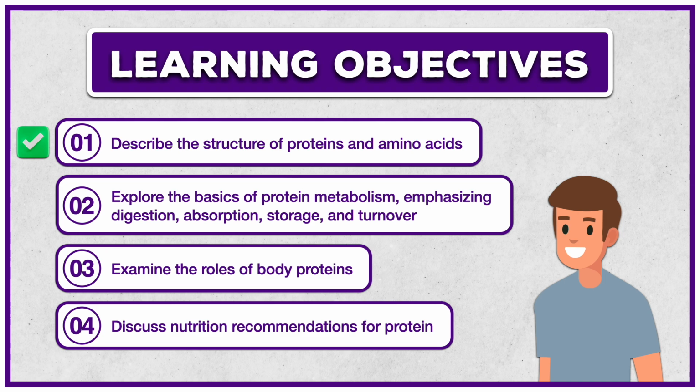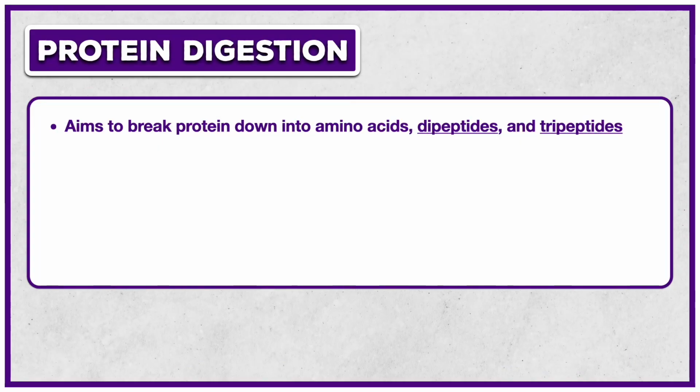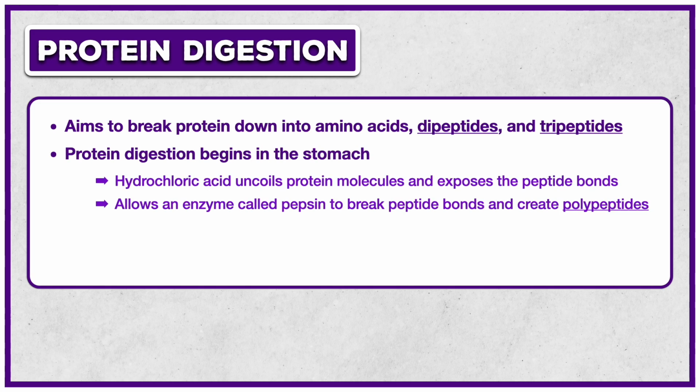Now that we've described the structure of proteins and amino acids, we'll explore the basics of protein metabolism, emphasizing digestion, absorption, storage, and turnover. Protein digestion aims to break protein down into amino acids, dipeptides, and tripeptides. Dipeptides and tripeptides consist of 2 and 3 amino acids respectively.